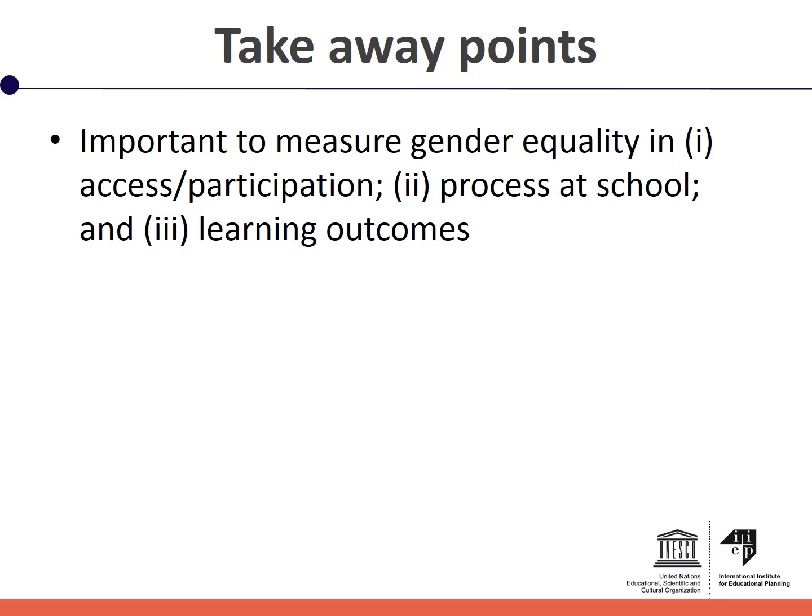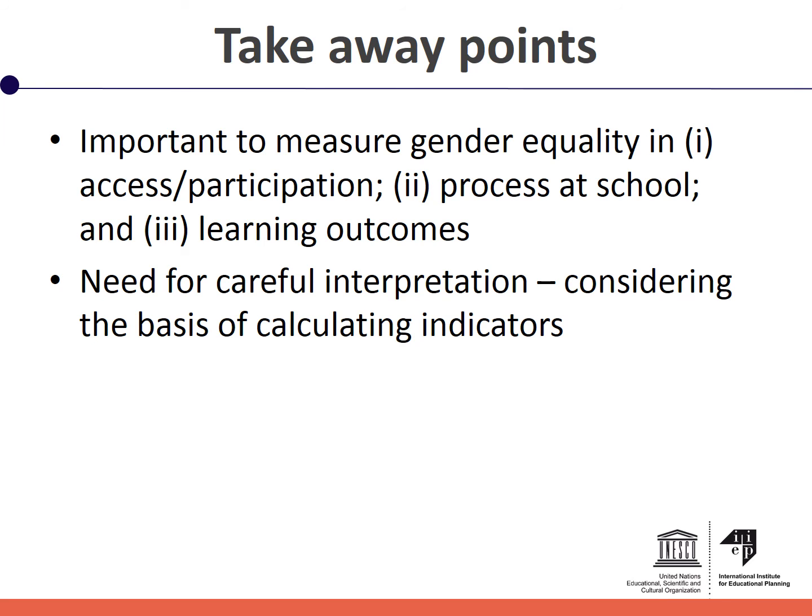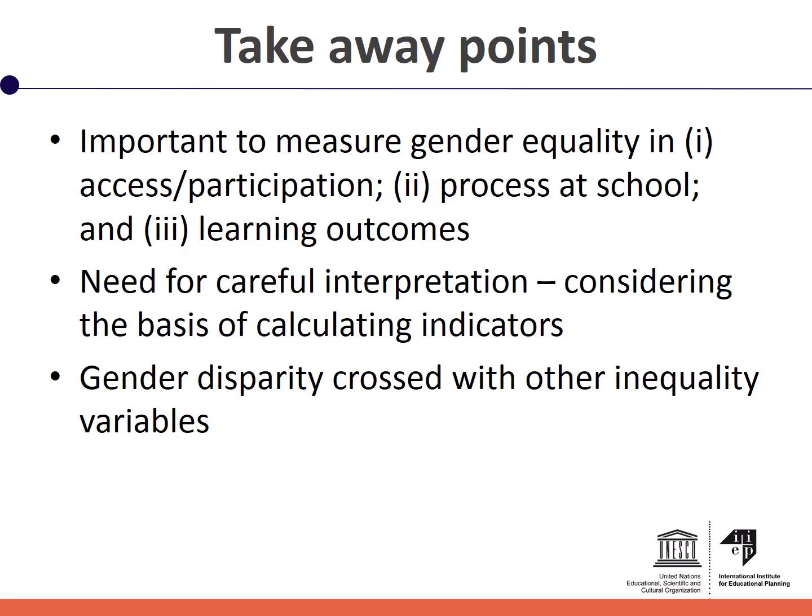In order to keep track of the Agenda 2030, it is not enough to report on the sex disaggregated indicators on access and participation, but also to complement with gender-sensitive statistics and indicators on the process at the school and the learning outcomes. When interpreting these indicators, it is critical to understand the basis of calculation because different indicators have different comparison points. Your interpretation may take a different angle when you cross gender with other variables such as school location, socioeconomic status, and so on.